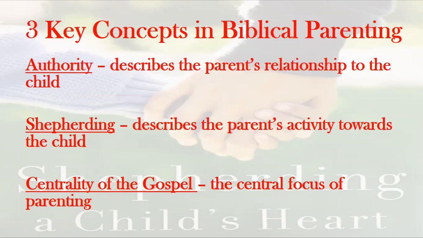The second concept is shepherding, which is what the parent does. Authority is the parent's relationship to the child. What does a parent have to do? It is to shepherd the child, or shepherd the child's heart. That's the title of this book. And then the third thing is the centrality of the gospel: the central focus of parenting is not about raising good kids. Although that might be an outcome you achieve and want to achieve, that's not the central theme or the central goal.